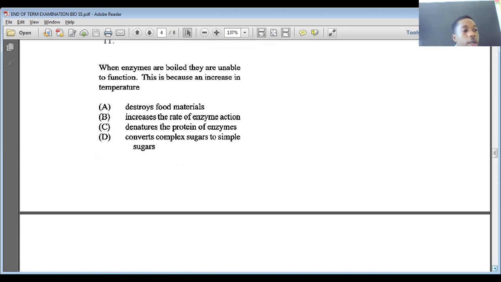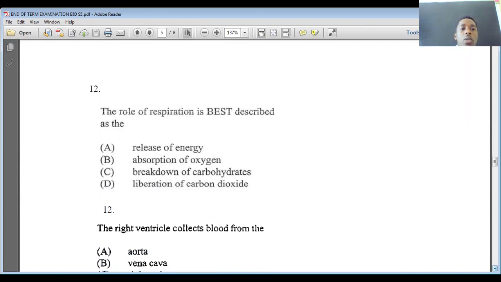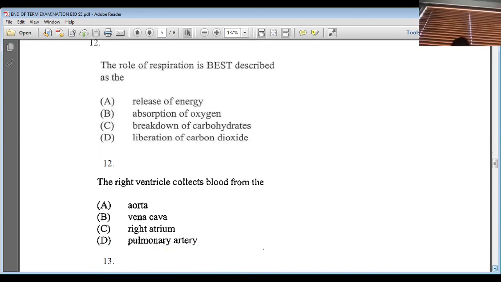Once you see that word denatures, we know, and we have learned that word from last year, when we were talking about enzymes. So remember that term, denaturation of protein. Number 12. The role of respiration is best described as, what's respiration? Release of energy. No, actually, is it a breakdown of carbs? I don't remember. All right, so look at it now.